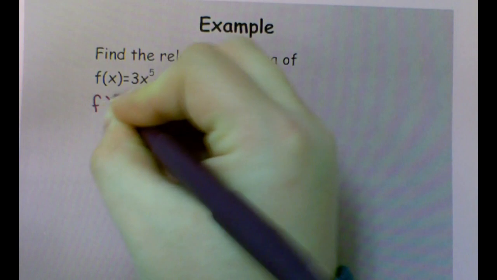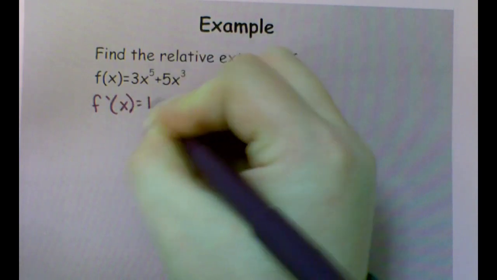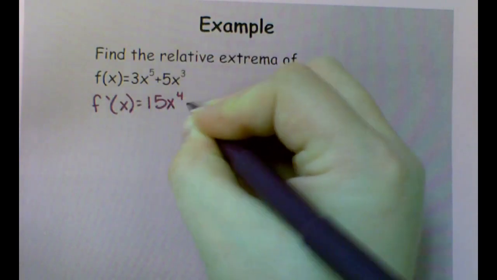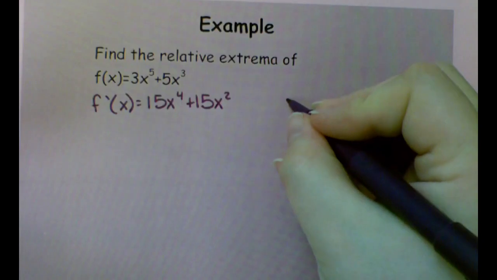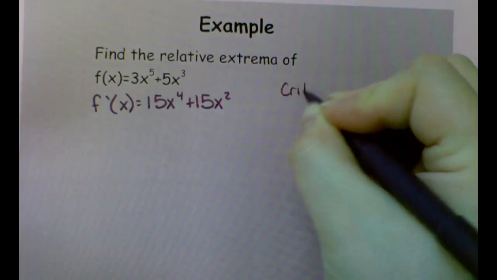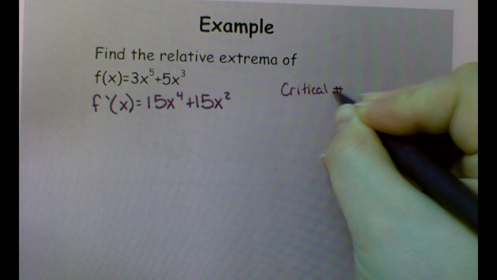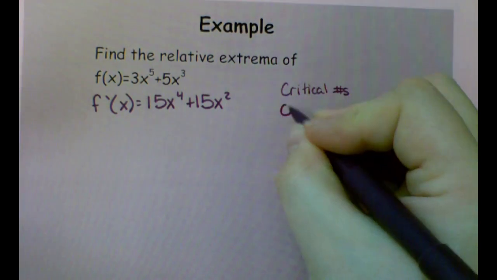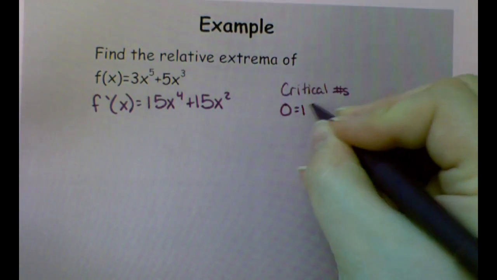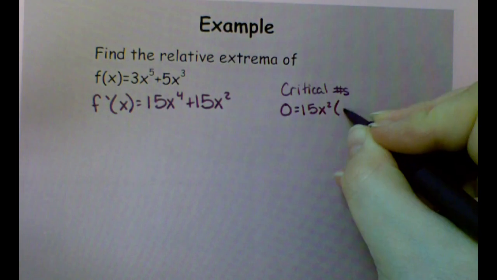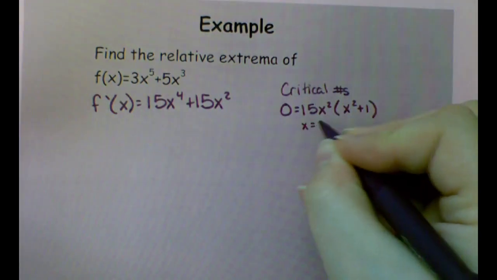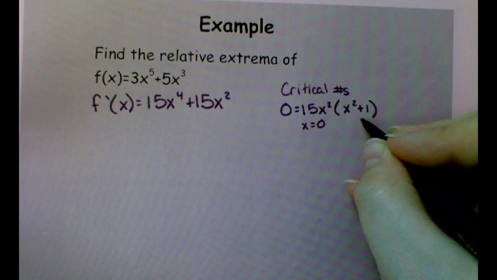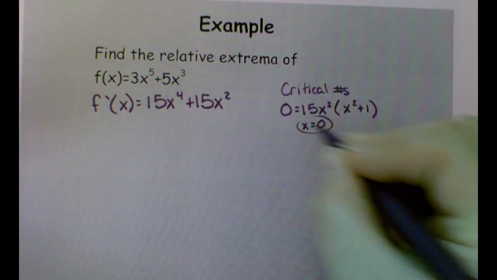So let's do this. We take the first derivative, which is 15x to the 4th power plus 15x squared. Now we're also going to need to find the critical numbers. Remember, critical numbers are setting the derivative equal to 0. Let's factor out a 15x squared. Leaves me x squared plus 1. I get x equals 0, and x equals positive or negative i. My only critical number is 0.